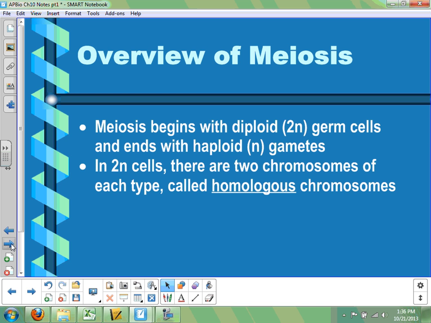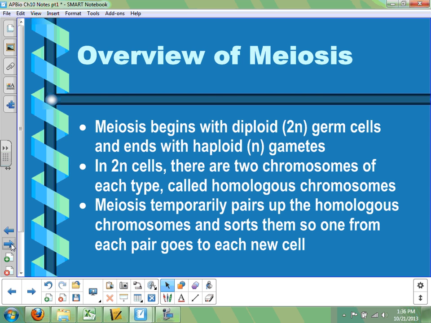chromosome. And we use the symbol 2n for diploid cells, where n refers to the number of unique types of chromosomes in a cell. And in this particular cell, there are twice as many as the number of unique types of chromosomes. In meiosis, what happens is each chromosome finds its partner, its homologous pair, and they're going to temporarily pair up and make sure that the new cells that are formed at the end of meiosis no longer have those pairs. Only one member from each pair will go to each new cell. And we'll look at the details on how this takes place.